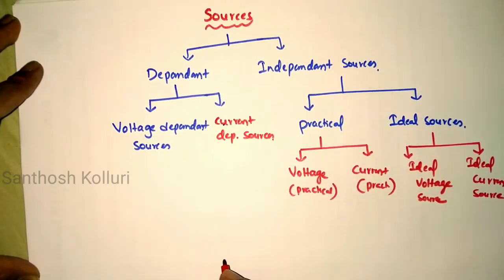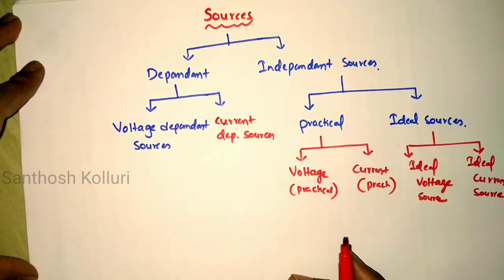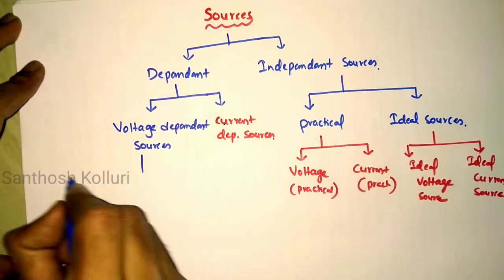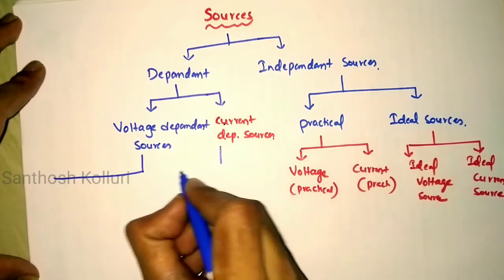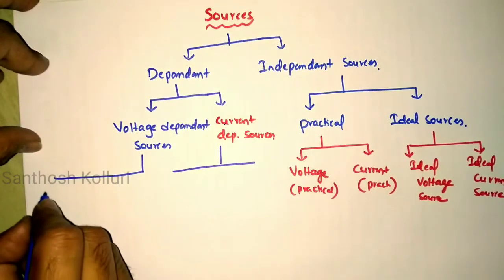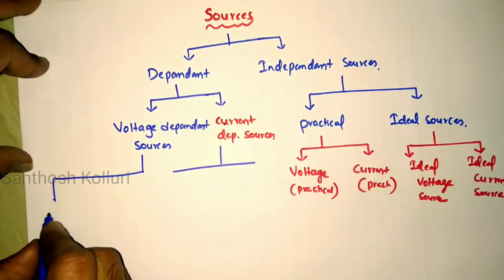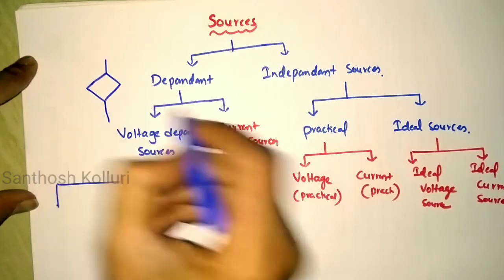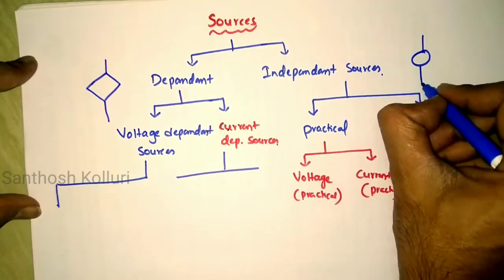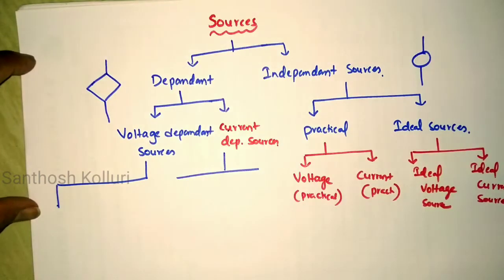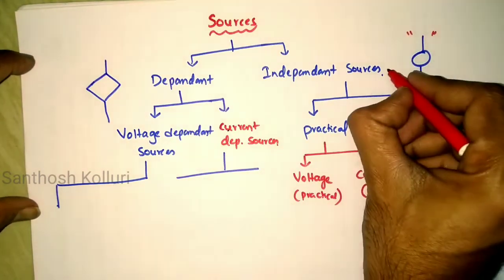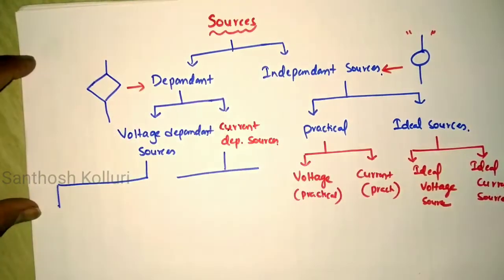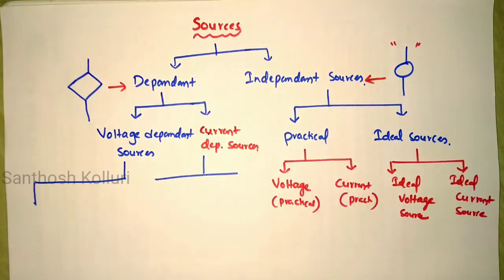In the voltage dependent and current dependent sources we have four types of sources again. Generally, dependent sources are represented with the rhombus shape and independent sources are represented with the circle like this. So if the symbol is a circle, it is an independent source, and if the symbol in the circuit is a rhombus, then it is a dependent source.